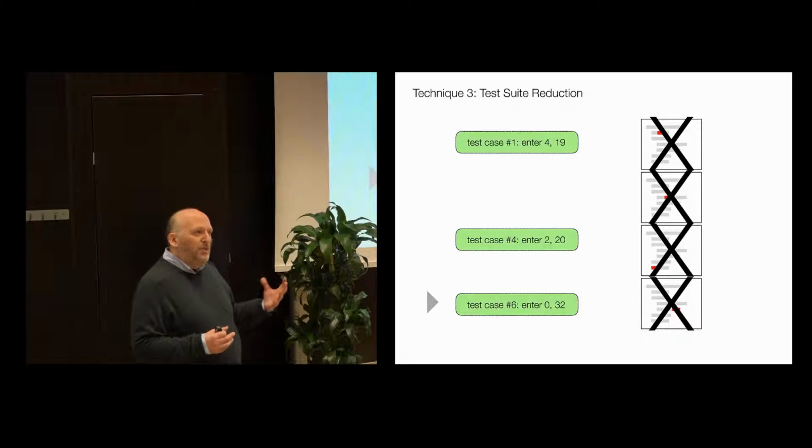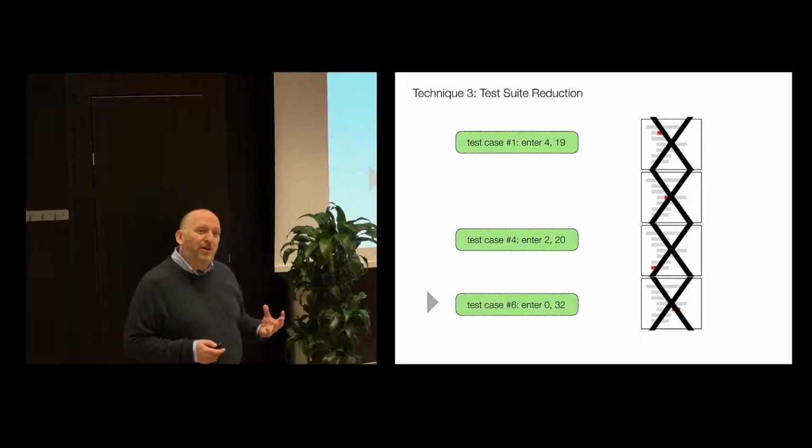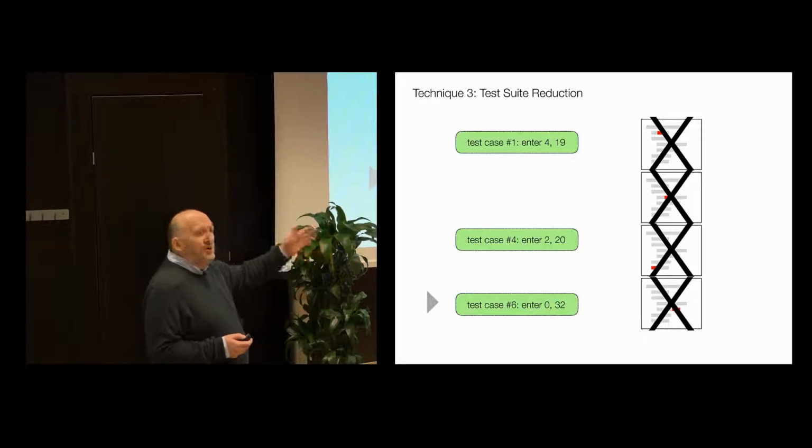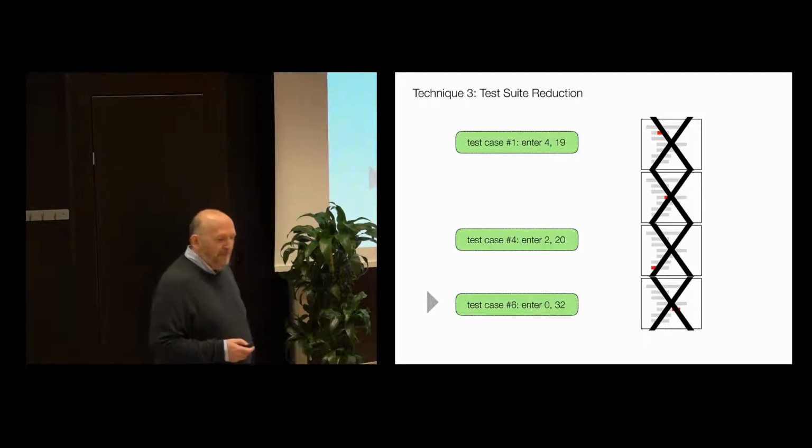Regression testing, you might build up your regression test suite over time. This is one way to look at the regression test suite and say, can we actually remove some of the tests now? Do some of the tests effectively do the same thing? And looking at which mutants it kills is one way to do that.